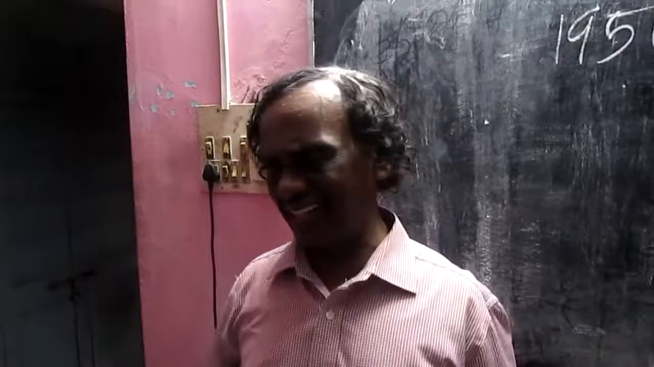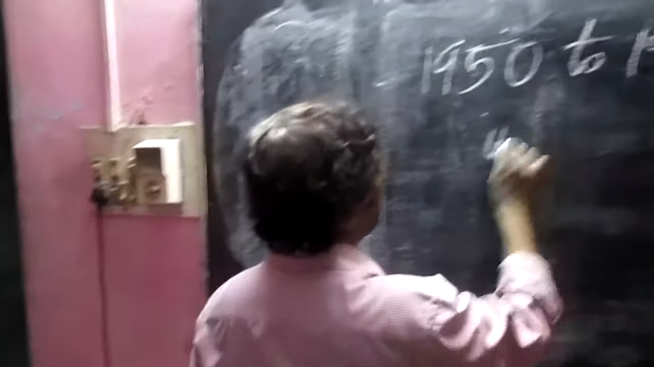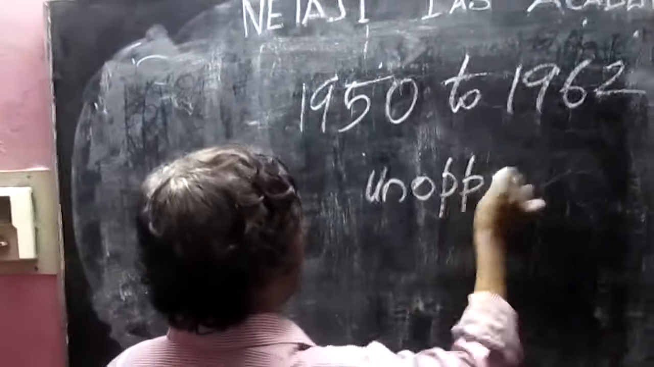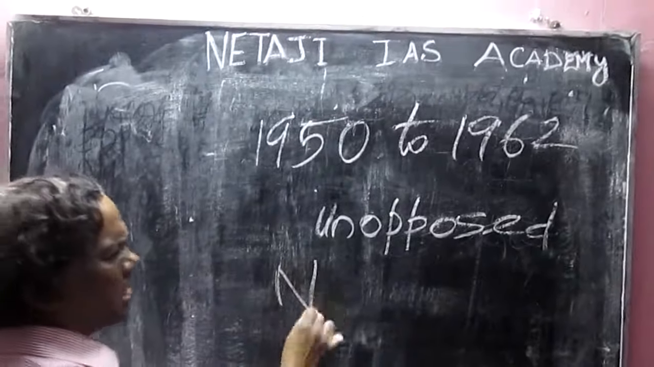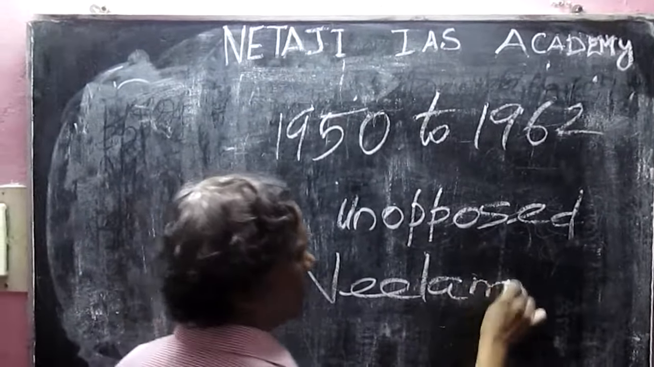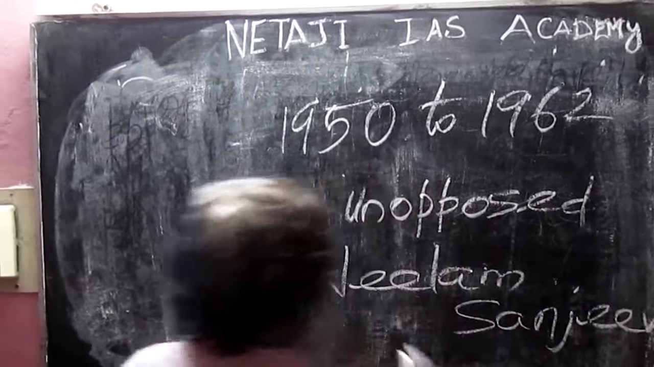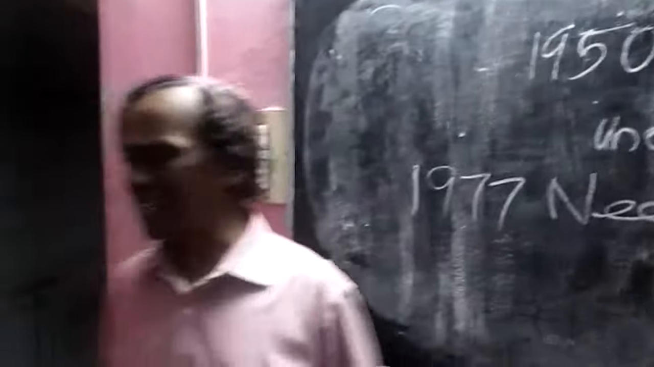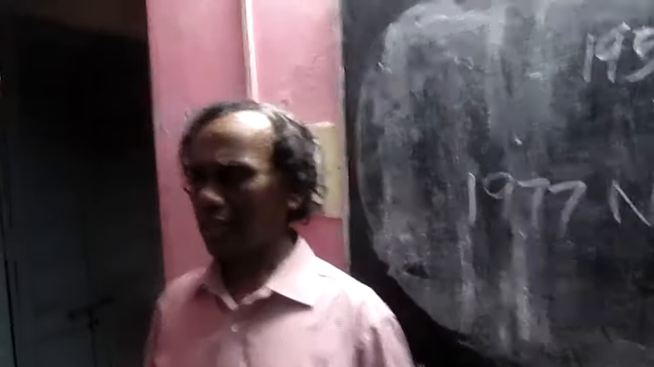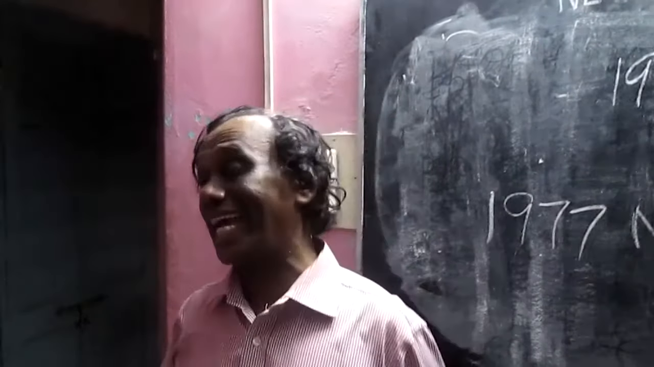Name the president elected unopposed. Look at the board. Unopposed. Answer: Neelam Sanjeeva Reddy. Here also available. Look at the board. Neelam Sanjeeva Reddy. Now we take the next title.